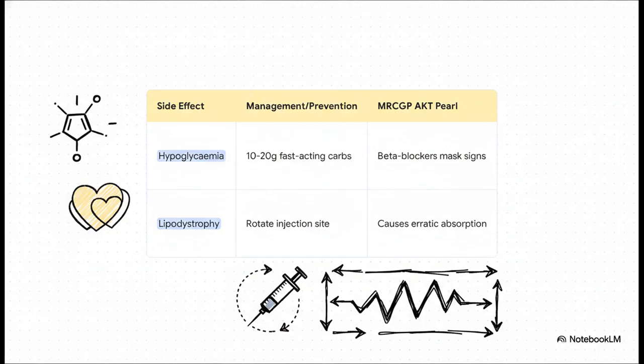So for hypoglycemia, remember the rule of 15, starting with 15 grams of fast-acting carbs. And don't forget that AKT pearl about beta blockers masking the symptoms. For lipodystrophy, the magic word is rotation, rotation, rotation. That's your key preventative strategy to fix that erratic absorption problem. Pulling all this together is really what's going to make the difference, both in the clinic and on exam.